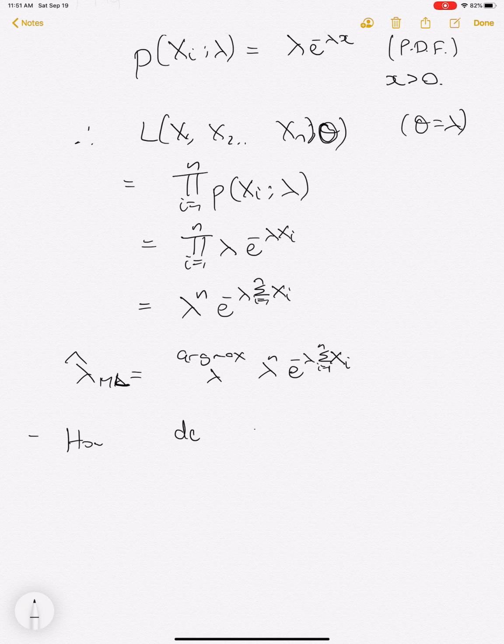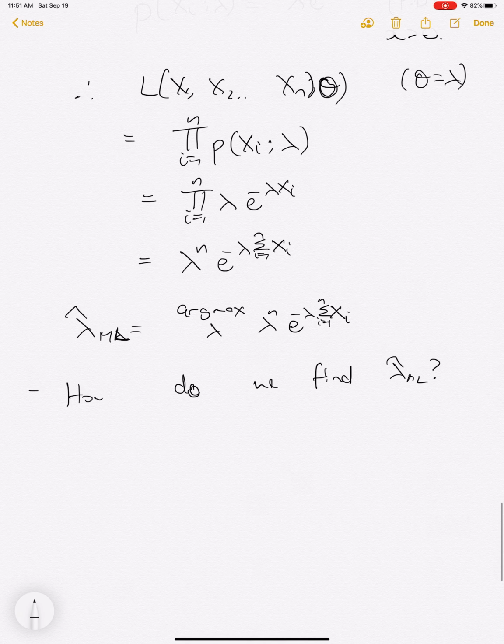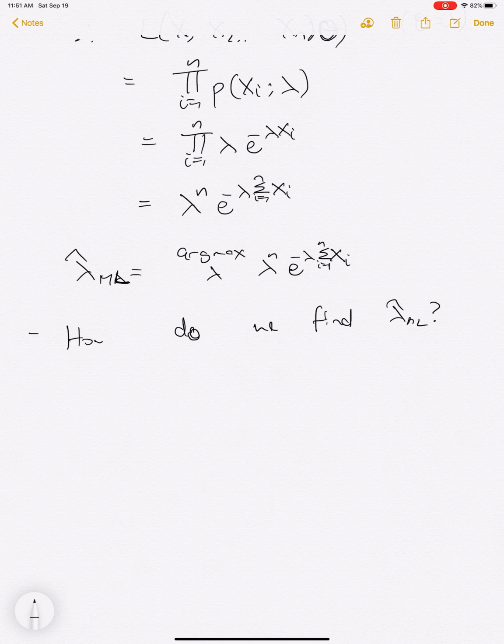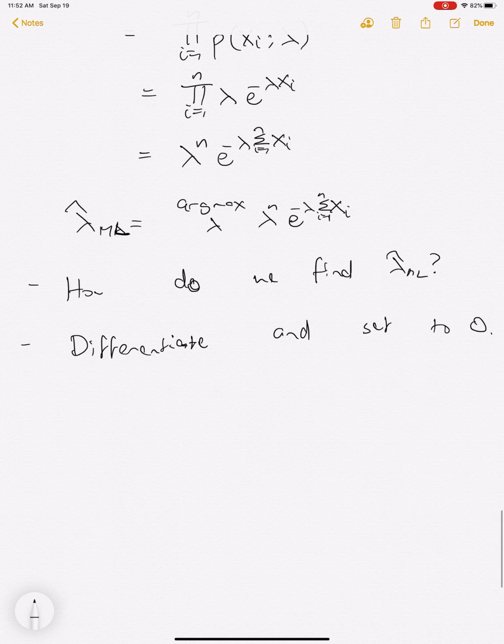How do we find lambda hat ML? Differentiate and set to 0 is kind of the short answer. So what I'm going to first do actually is give you, this is going to be a very useful thing to do in a lot of examples here.